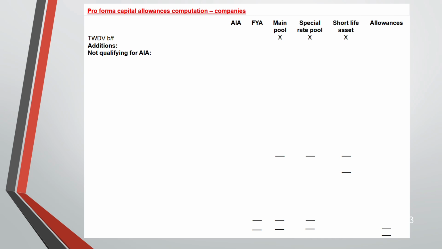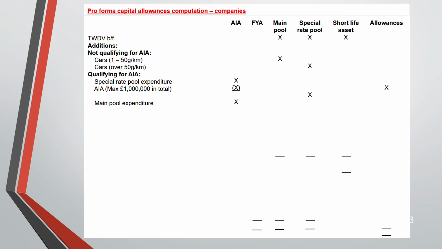Now, additions not qualifying for AIA. Car 1 to 50 grams will go in the main pool. Car over 50 will go to special rate. Qualifying for AIA. Special rate, you first deduct from special rate because special rate is 6%, whereas main is 18%. So you deduct 1 million. So this 1 million, whatever the amount you deduct, will go in the allowance column as well. And the balance will go in the special rate. Then from main pool expenditure, if you have anything left to deduct the 1 million AIA, the AIA will go to the allowance and balance main pool.